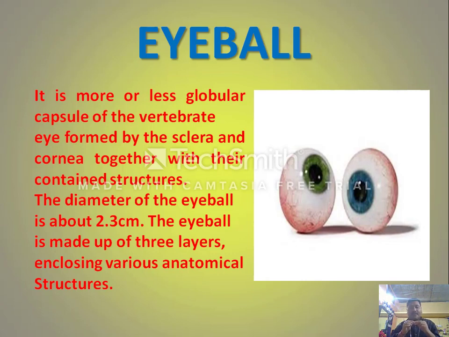Then the diameter of the eyeball is about 2.3 centimeters. It is more or less spherical, with a diameter of almost 2.3 centimeters on average. The eyeball is made up of three layers. The three layers lie flat one on another, enclosing various anatomical structures. They enclose many structures, many components that we will find.